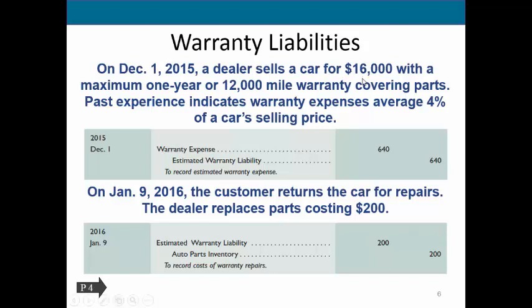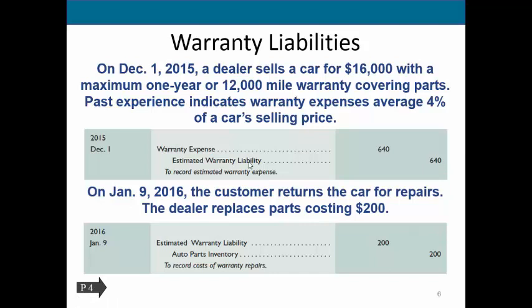4% of $16,000 is $640. So we recognize warranty expense. This is a debit just like any other expense. And this is an estimated warranty liability. Make sure you include estimated warranty liability to remind us that we don't know exactly how much we'll end up having to pay out. We may pay more than this or we may pay nothing. It just depends on whether or not a customer comes and asks you to fix something. So we have that estimated warranty liability of $640.